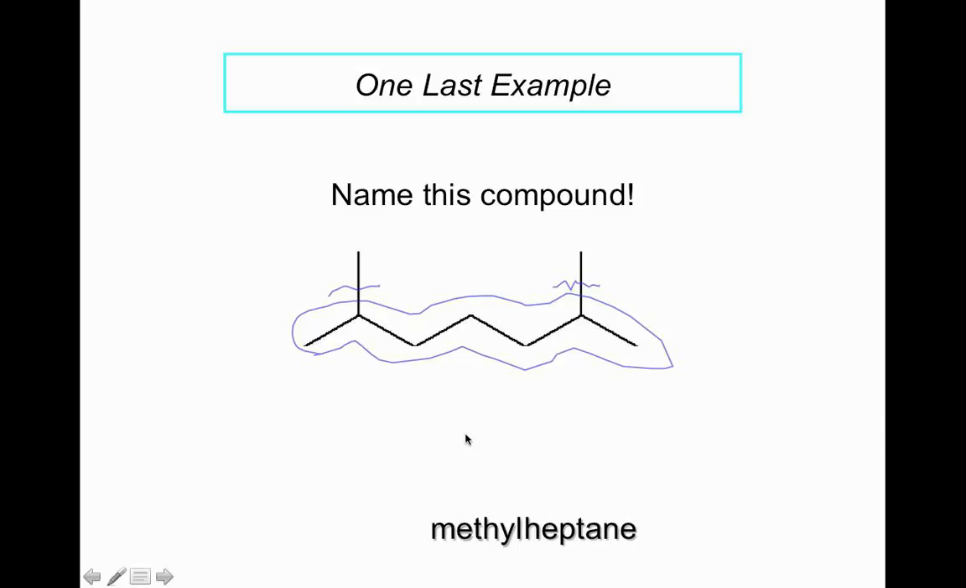But before I add the di, remember I need to indicate the location of each of those methyl groups with a number for its locant. Numbering from left to right, 1, 2, 3, 4, 5, 6, 7. Thus, this compound is 2,6-dimethylheptane.